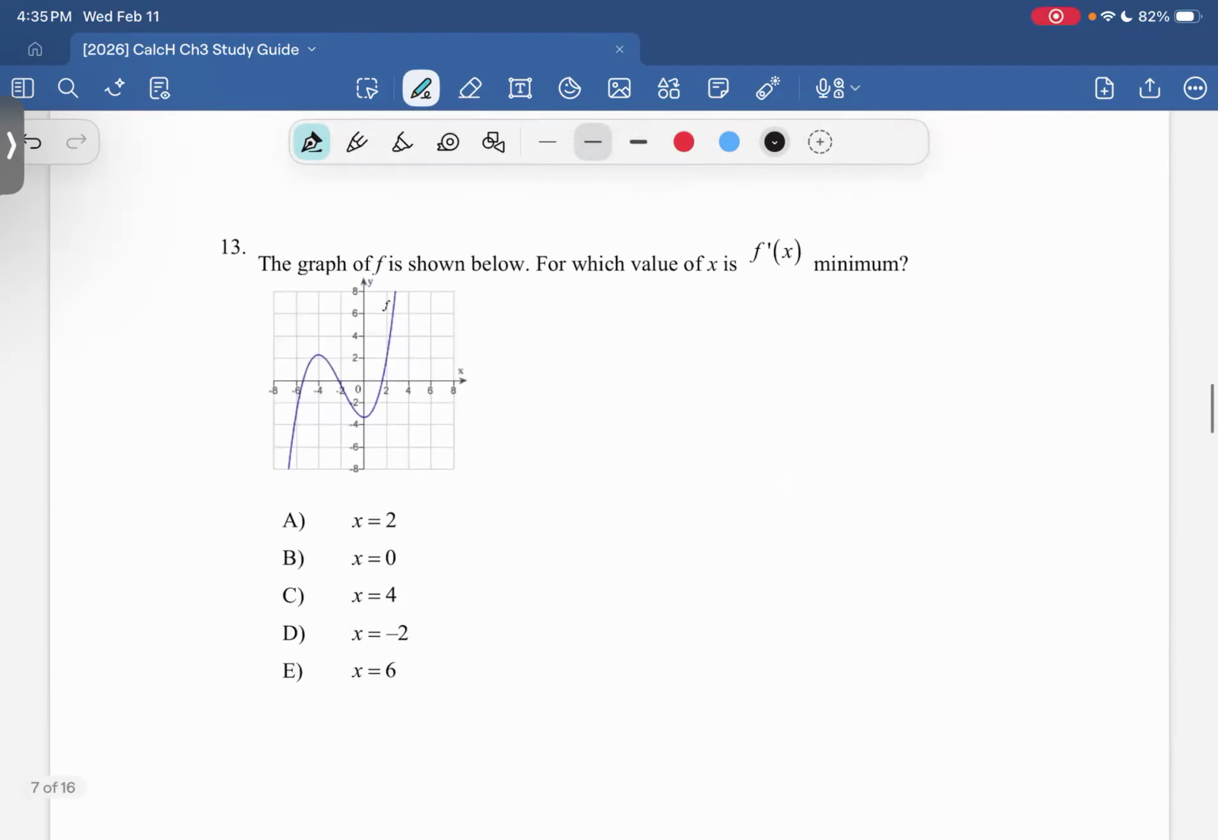The graph is shown below. For which value of x is the derivative minimized? So we have to think carefully here. Where is the derivative minimized? The derivative is going to be minimized whenever the slope of the graph is the most negative, right? Because the derivative simply corresponds to the slope. And so wherever the slope is most negative, the derivative is going to be minimized. And that's clearly going to be at this point, because the slope of the tangent line at that point is the most negative anywhere on the graph. So we have x equals -2.